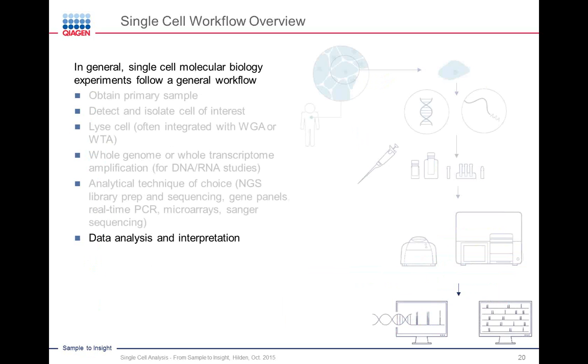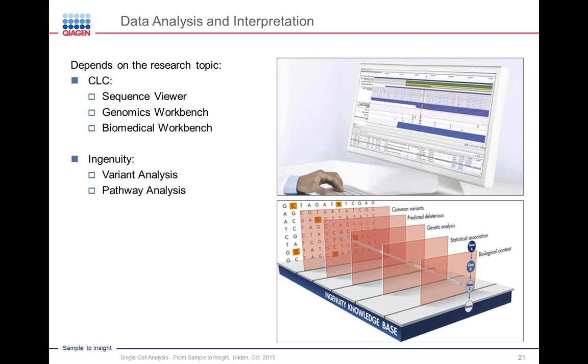I can't possibly start to approach this subject on such a wide variety of molecular biology methods, but I will say that at QIAGEN we have tools for the analysis, particularly of next generation sequencing data, either whole genome or whole transcriptome data. This is done with either the Genomics or the Biomedical Workbench with CLC. And then downstream we have Ingenuity, which has a variant analysis and a pathway analysis pipeline. These are quite useful if you're trying to make sense of whole transcriptome data with a large number of data points, which is typically what you'll get out of a single cell experiment.